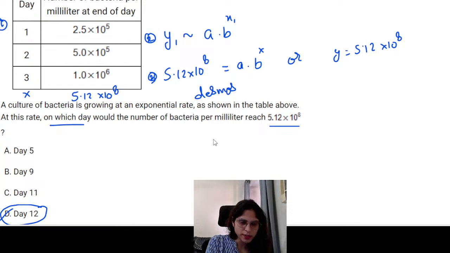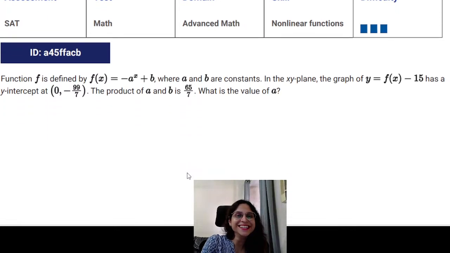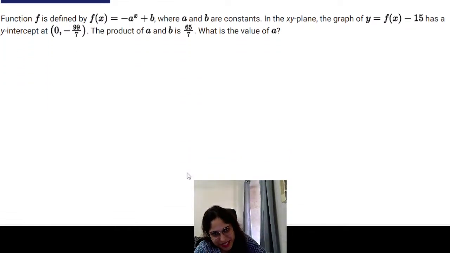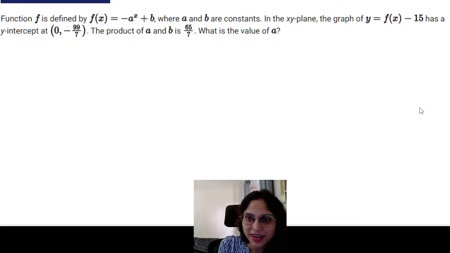Next question is question number 31. That's going to be on page number 32. So this is the same question that we did before. f of x is negative a to the power x plus b. y is equal to f of x minus 15 has a y-intercept of (0, negative 99 over 7). Product of a and b is 65 over 7. What is the value of a?